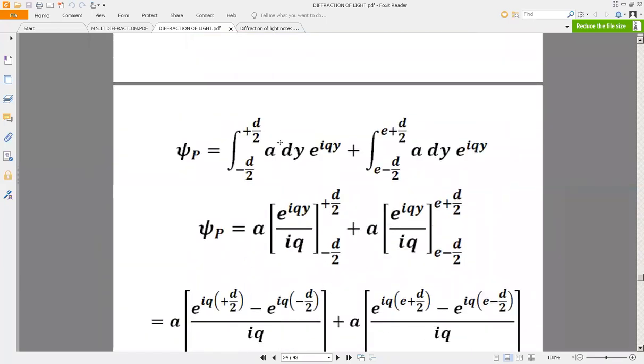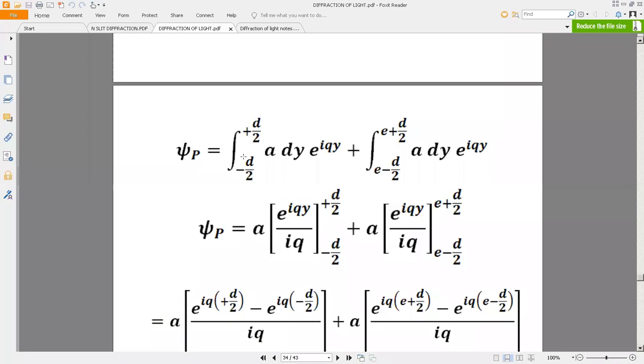Just in place of that psi p, I am writing a dy e power iqy, and similarly here a dy e power iqy, because the other slit's contribution to d psi will also be the same, because all slits are identical. The only difference is their limit, right? So the second slit's limit is from e minus d by 2 to e plus d by 2. This is the only difference, right?